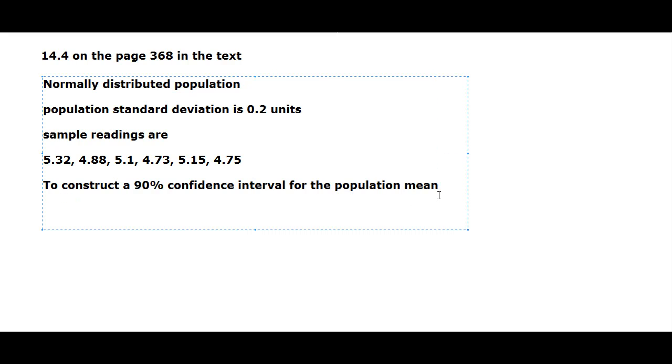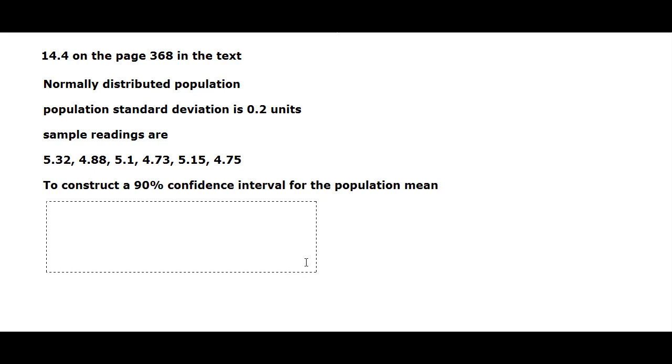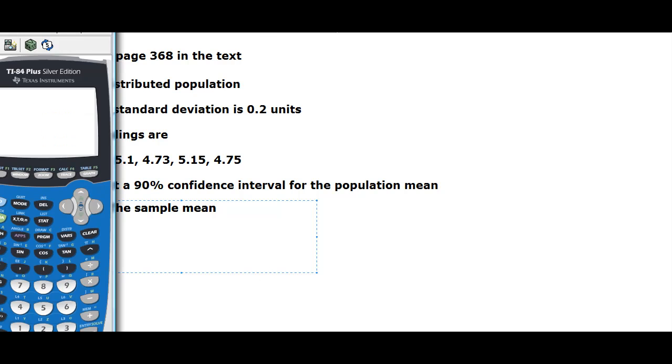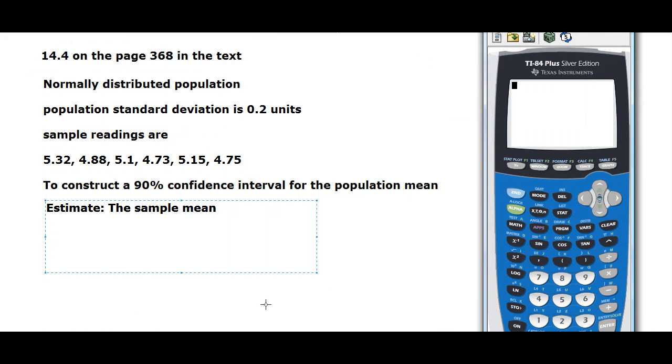So now the first thing we will do is, let's just write, what is our estimate? Our estimate is the sample mean, right? Everybody clear? Okay. So how do I get the sample mean here? Anybody? Add them up and then do what? Divide by the number of observations.